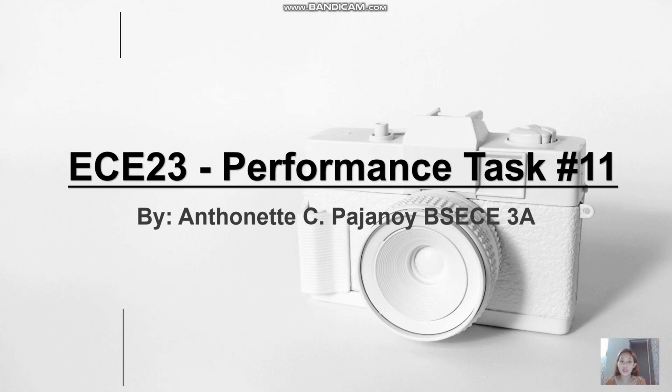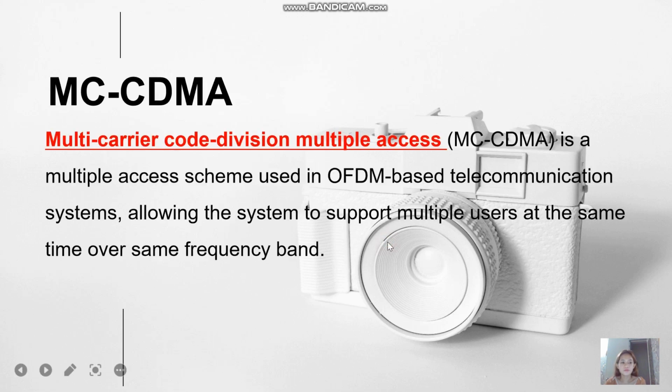My name is Antoinette C. Pahano of PSECE 3A, and today I'm going to discuss a certain topic for my performance task number 11, which is one of the code division multiple access variants, and that would be MC-CDMA. That stands for multi-carrier code division multiple access, which is a multiple access scheme used in OFDM-based telecommunication systems. OFDM is orthogonal frequency division multiplexing, allowing the system to support multiple users at the same time over the same frequency band.